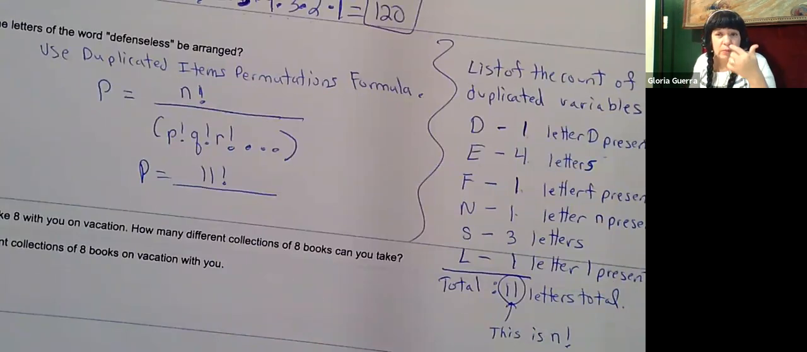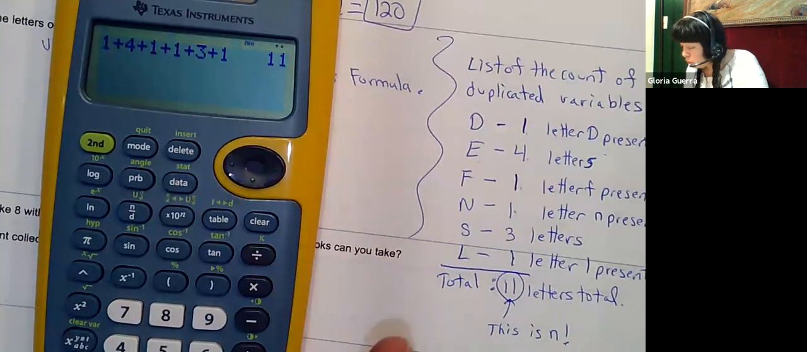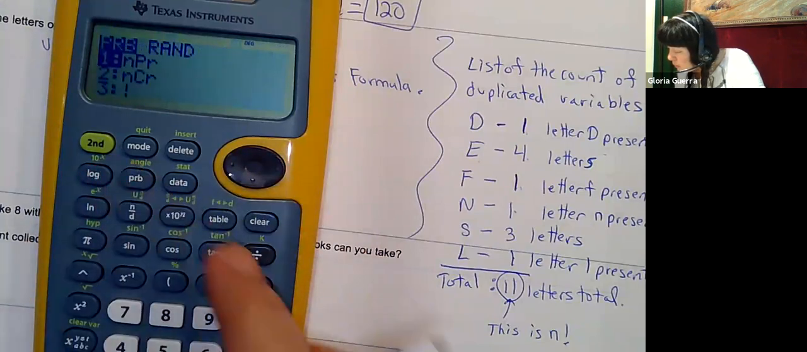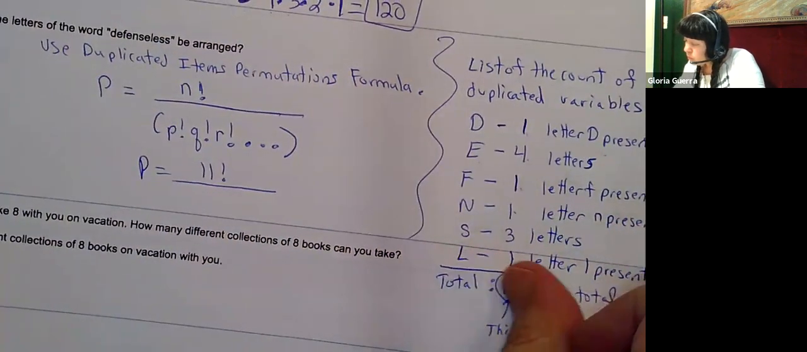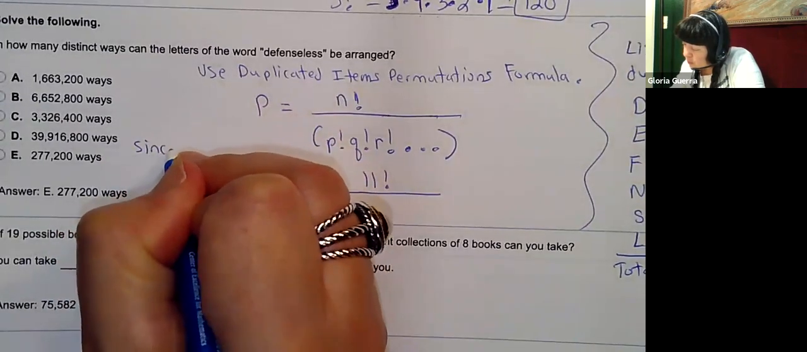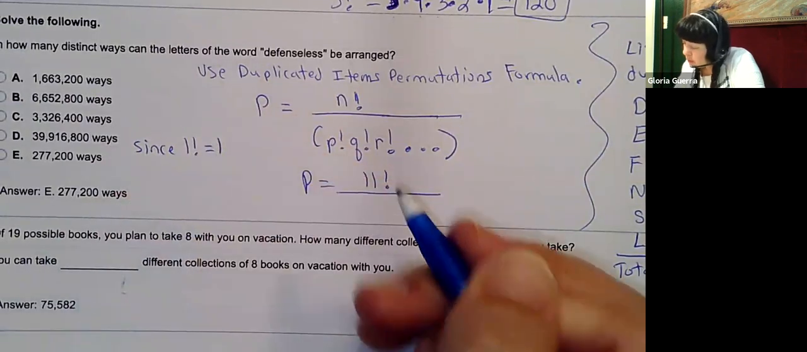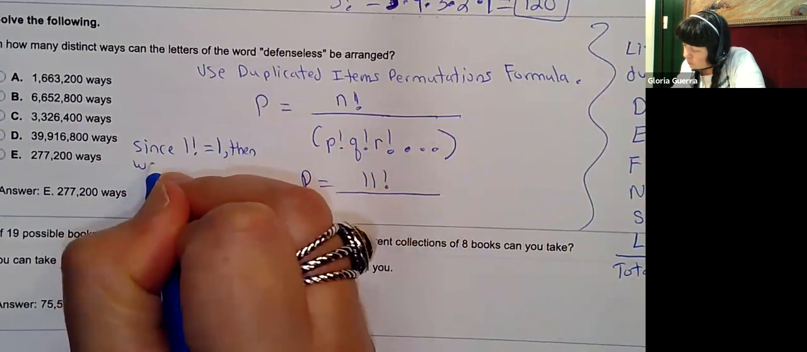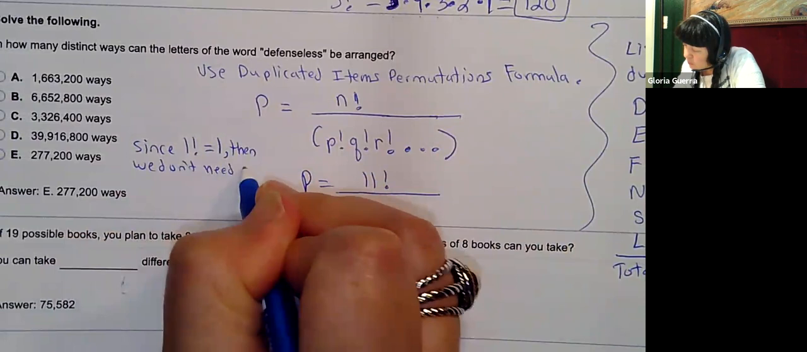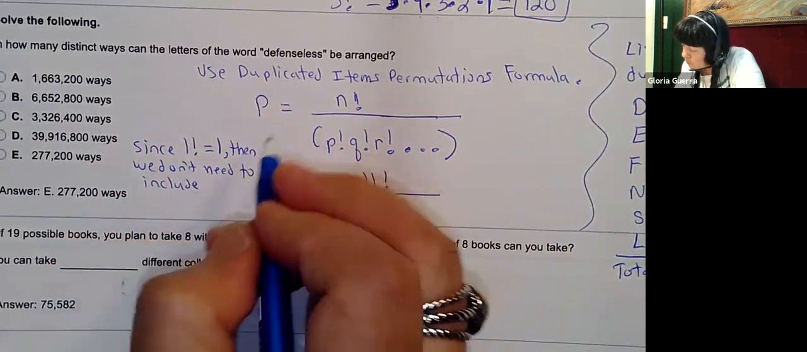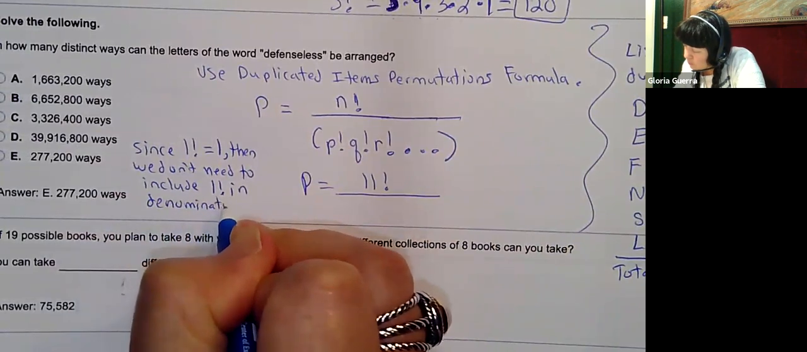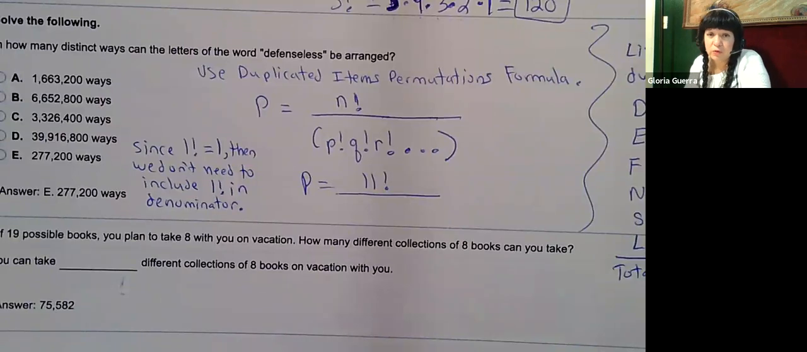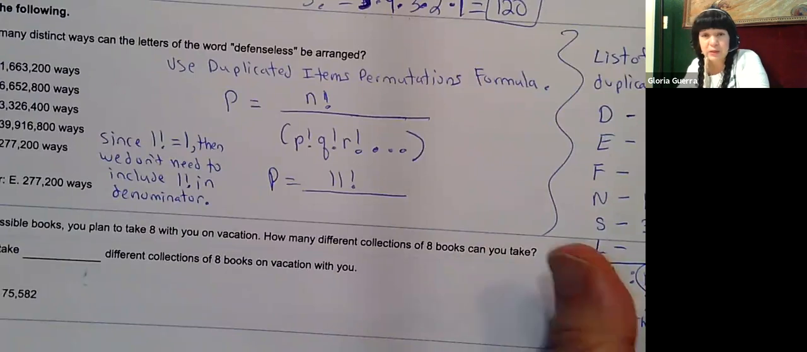And now here, you only need to list the duplicating variables. You don't have to do it for 1 because the value of 1 factorial is 1. Since 1 factorial equals 1, we don't need to include 1 factorial in the denominator. You don't need to include it because the value of 1 factorial is 1, and 1 times anything is that anything, so you don't need that 1.